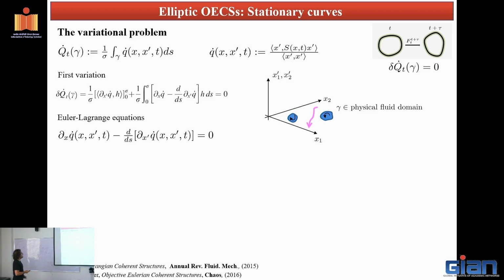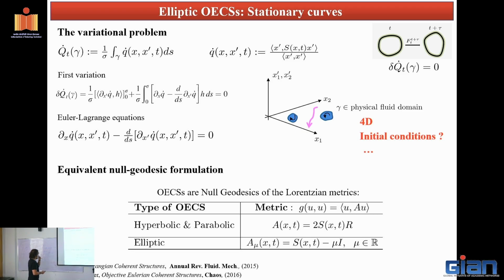Okay, so how do we fix this problem? This is basically a four-dimensional problem. I have this beautiful equation. How do I solve it? You can rewrite this problem as the null geodesic of a Lorentzian metric. This is a little bit of a fancy notation that we used, but it's going to become clear in a second why we did this and how we overcome this problem.